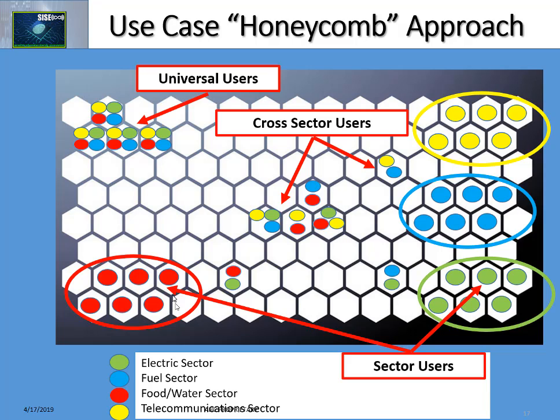And then out on the edges, you'll see sector-only use cases that are just electric, like in red, the bottom left. Those are electric sector use cases that only involve people vetted and approved by the electric sector. Bottom right, same. Food was the red, electric sector is green. So the idea of the honeycomb architecture is you can have use cases that are universal, cross-sector, open, and then you have some that are more sensitive that are just within a specific sector. So this is how the people and the information is divided within the SISE.